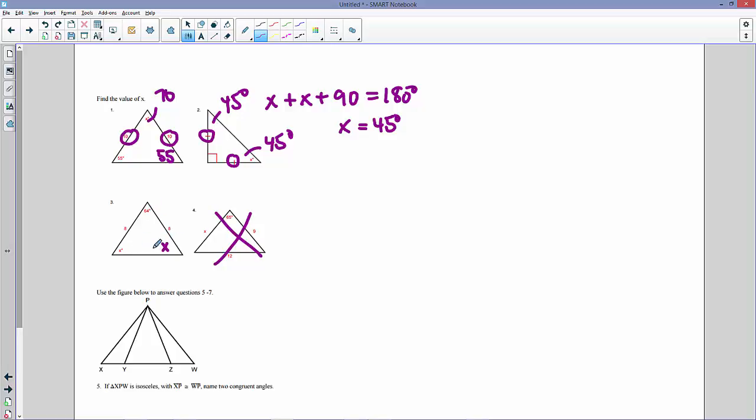This one's x. x plus 64 equals 180. How do I know this is x? Because these are congruent. The isosceles triangle theorem tells me that these are congruent angles. So x plus 64 equals 180.